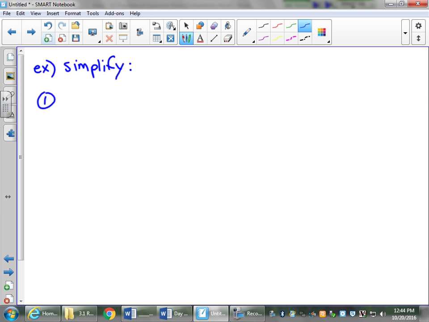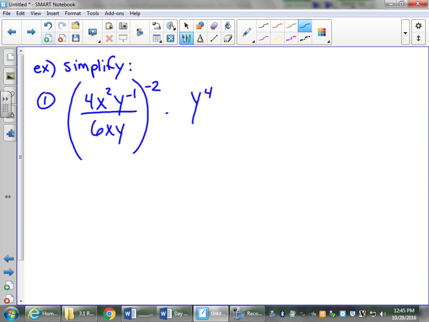So I'm going to give you a big set of parentheses, and we're going to have a fraction in here: 4x squared y to the negative first over 6xy. All of that is to the negative second power, which is going to be multiplied by y to the fourth over x to the sixth y squared. We're going to go step by step and work through this. So step 1 was to do any distributing.